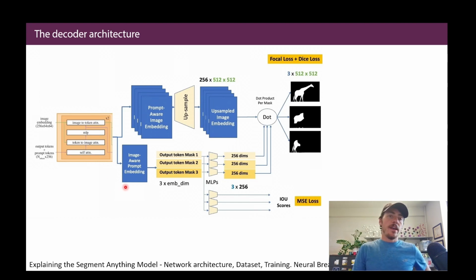And from that, we then output image-aware prompt embeddings. We have prompt-aware image embeddings, right? That's the output of these different things. You upsample this to get it to the right size. Meanwhile, your image-aware prompt embeddings you use to create your output token masks. These come in 3 different flavors, which we have via our loss function trained to identify whole, part, and subpart. You then do a dot product of your upsampled image with these masks, and you end up with your final output masks. So very, very cool way, really representing a state-of-the-art approach here.